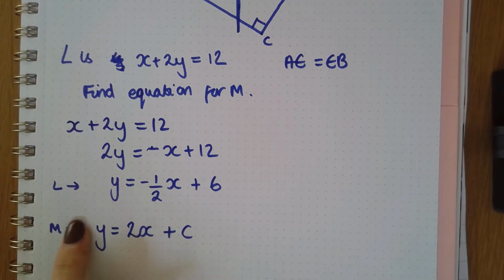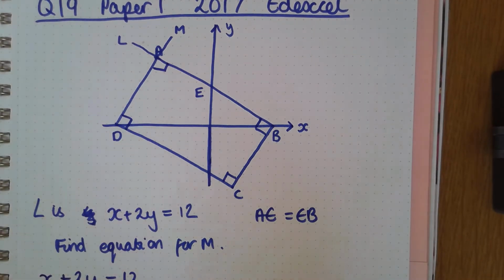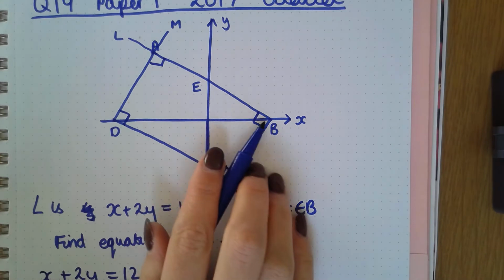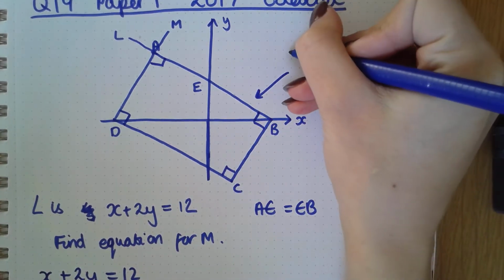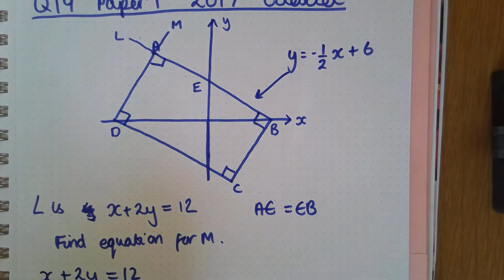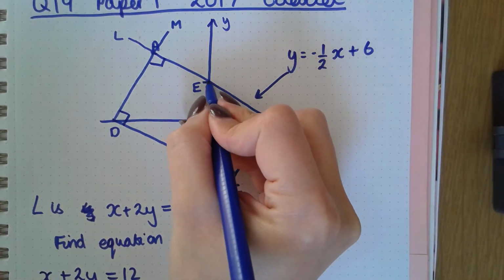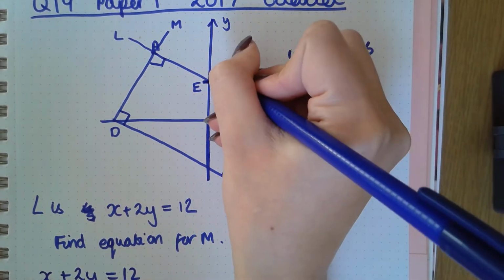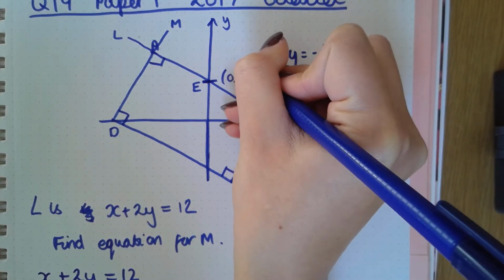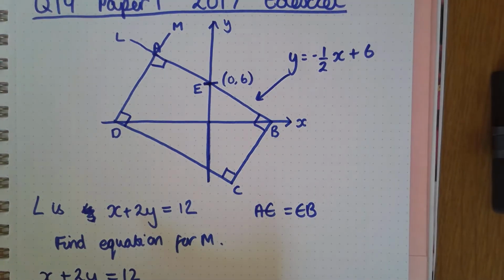We need a coordinate on M so that I can find c. But up here, they haven't given you any coordinates, which is the problem. So we know from line L that the equation of line L is y equals minus a half x plus 6, because we've just worked that out. This plus 6 part means that that point there is going to be 0, 6. So I go 0 along and 6 up because of this plus 6 at the end.